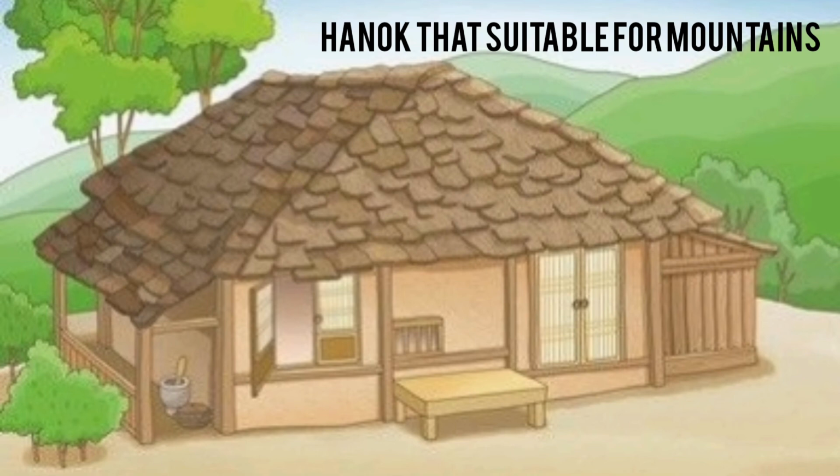It was also a kind of house for the commoners. There was a gap between the neowa, so it is very good for the ventilation and smoke ventilating. Also, the effect of the insulation was very big, so it is very suitable for the people who live in the mountains.